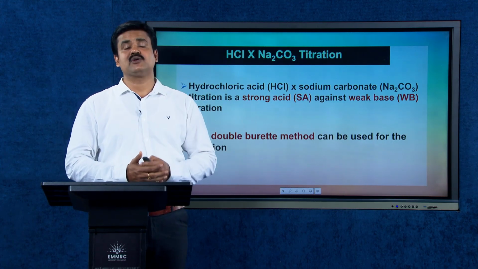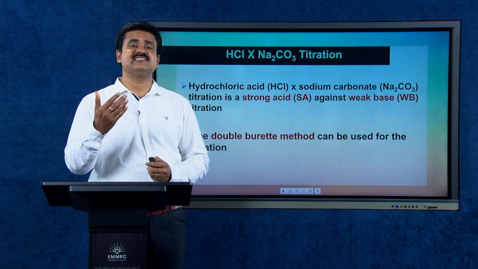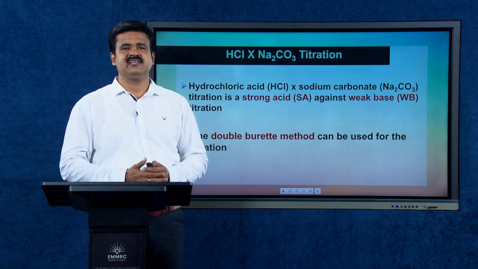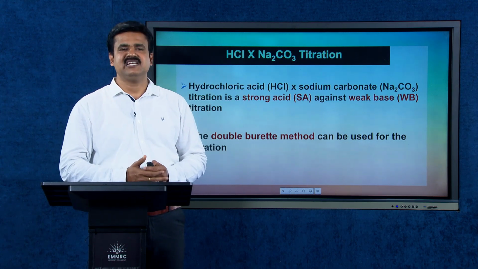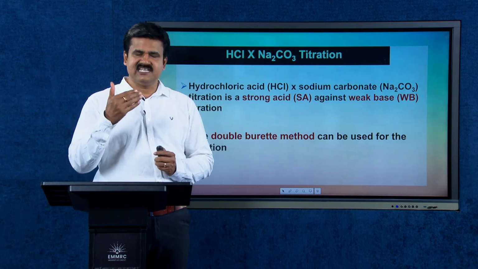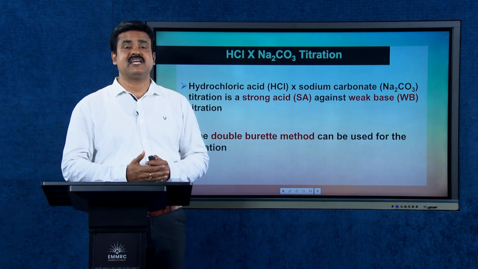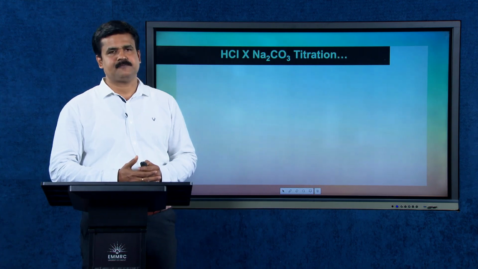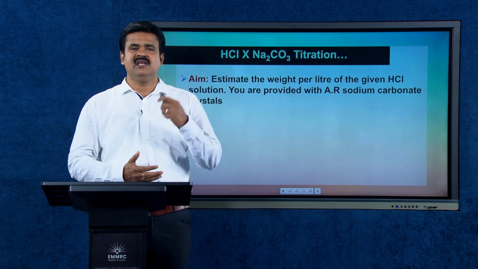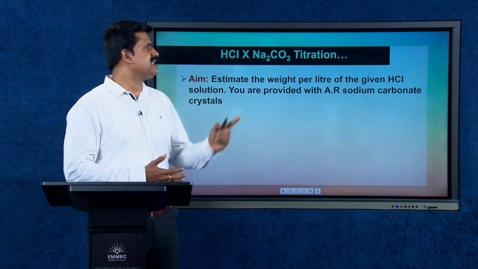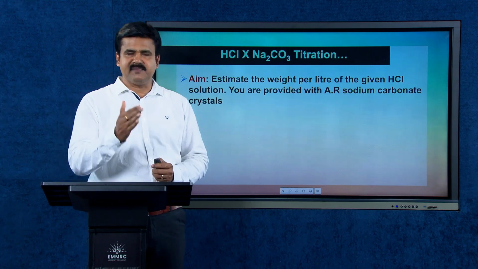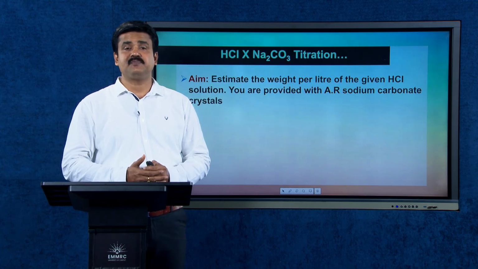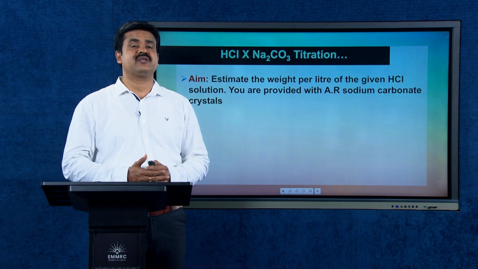The double burette method that we discussed in the case of the first experiment is also used in the present experiment. That is, we are discussing the double burette method of titration between hydrochloric acid and sodium carbonate. The aim of the present experiment is shown here. The aim is to estimate the weight per liter of the given hydrochloric acid solution.